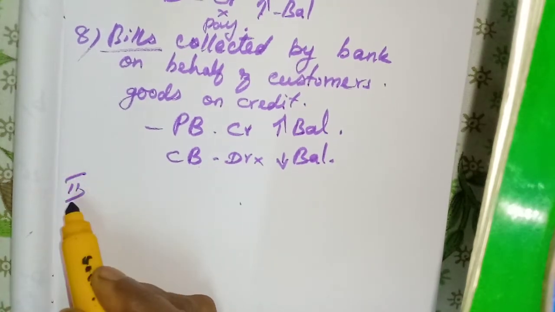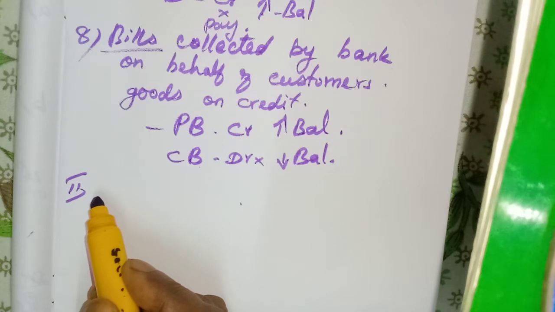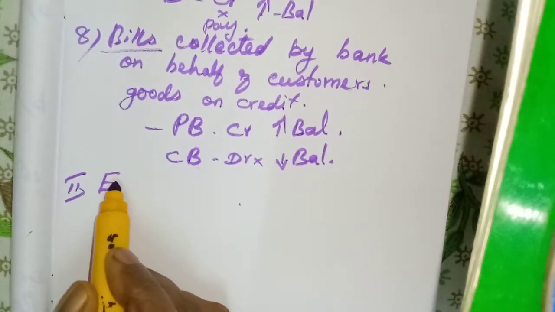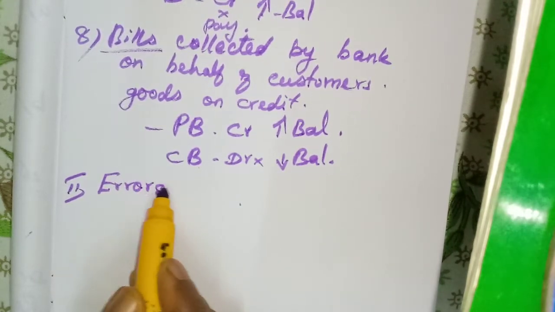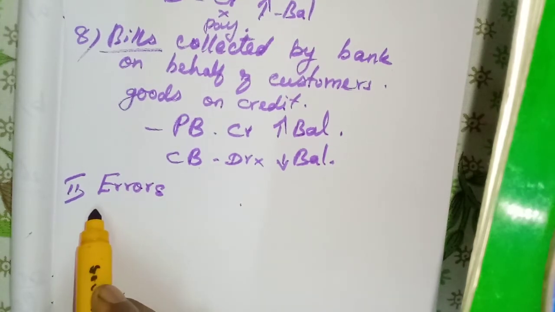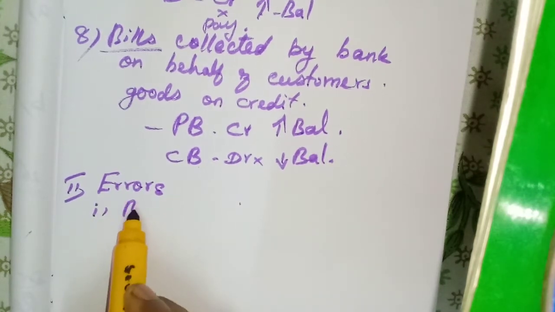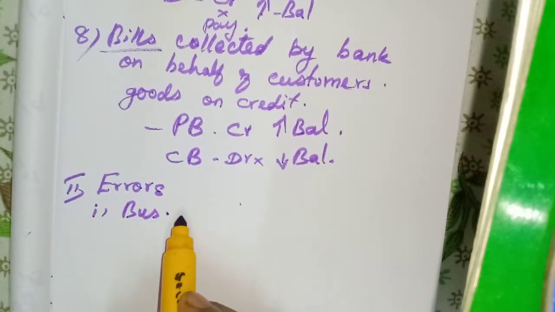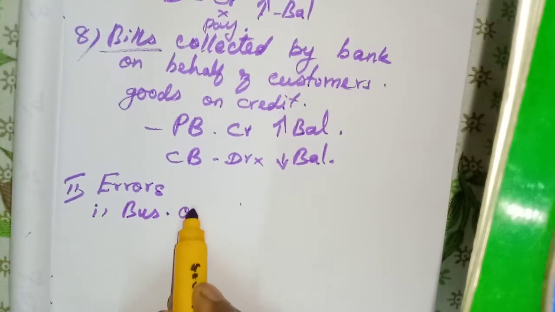Now the second category: we may make some errors. Either the errors will be committed by the business firms, business concerns, the business organization.